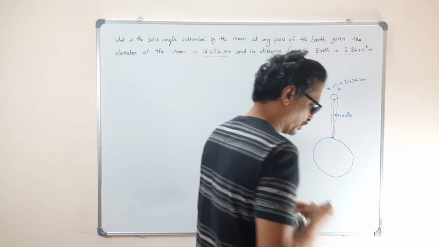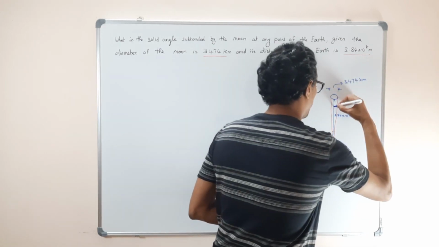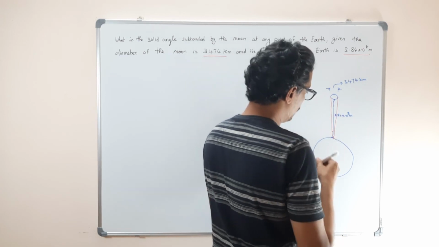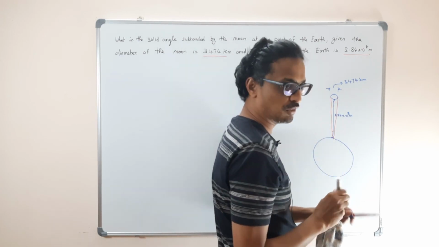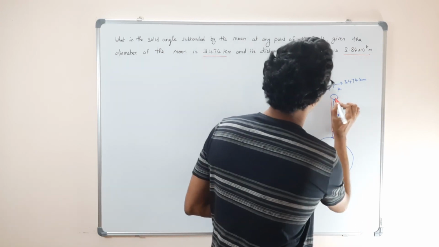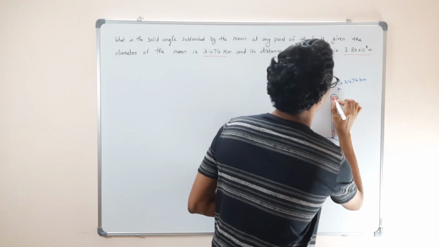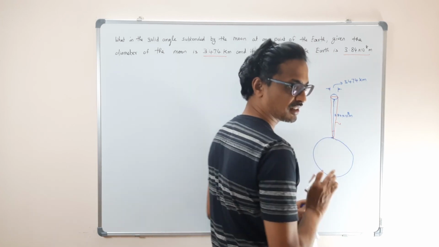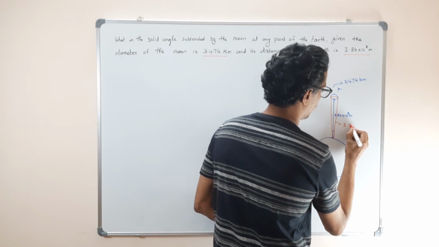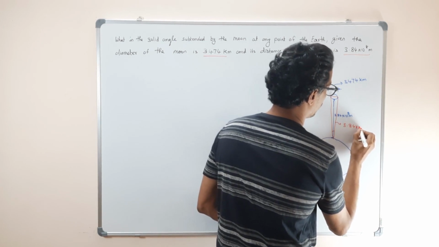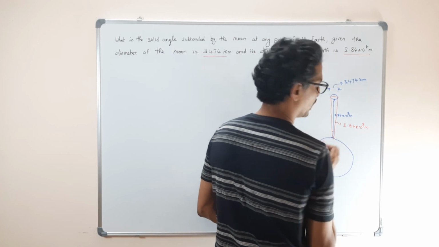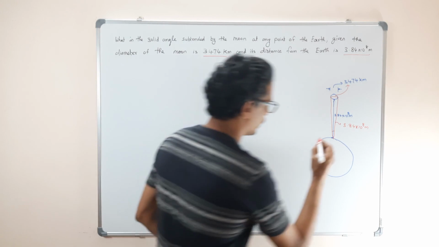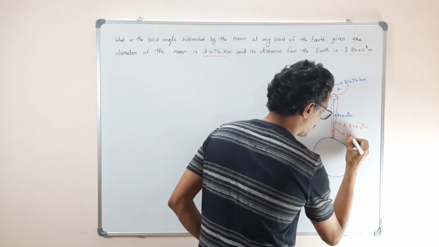The moon is far away. The first assumption we are going to make is that the moon is so far that all these lines can be almost equal. You can always consider this as a circle, and then this distance also will be almost equal to the same distance, 3.84 into 10 to the power of 8 meter. This is the solid angle we want to find out, omega.